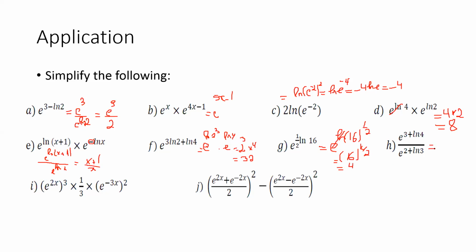H, how much will be H? E 3 plus ln 4. Then put it e to the power 3 times e to the ln 4، وتحت e to the 2 times e to the ln 3 equals e cube and e square. بدال في e، e to the ln 4 is how much, and e to the ln 3 is a 3. We get 4e over 3.